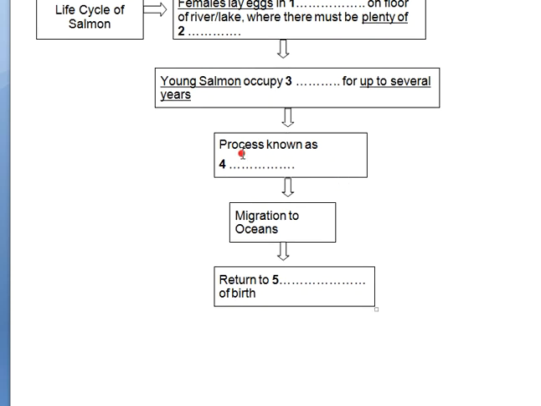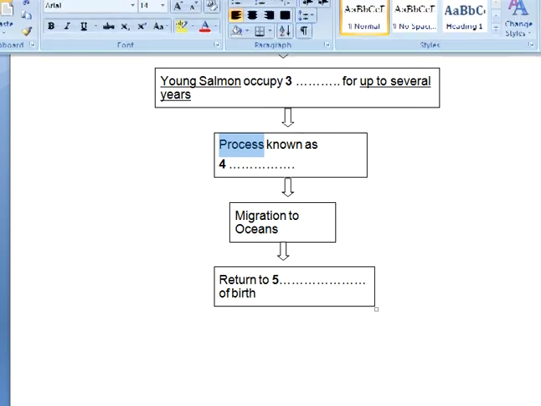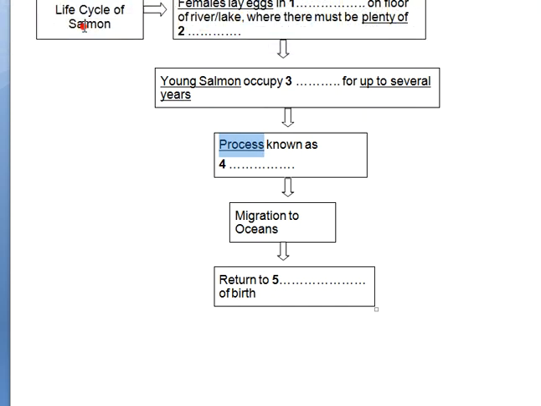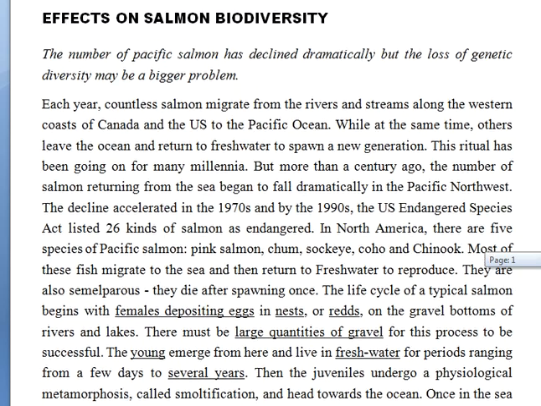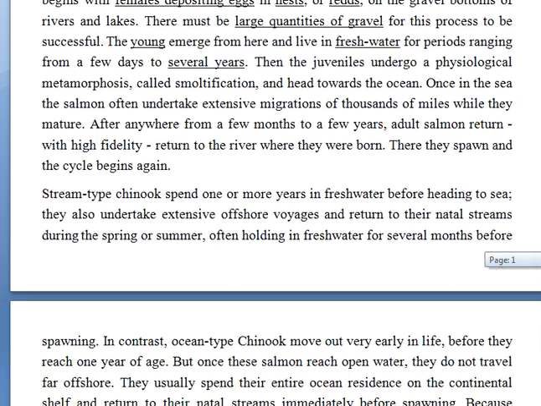The question is saying the process, means the process known as what? So what we have to find out? We have to find out a process. Right, so that is the keyword here, process. So what we have to do, we have to find out the process here. So let me find out the keyword.